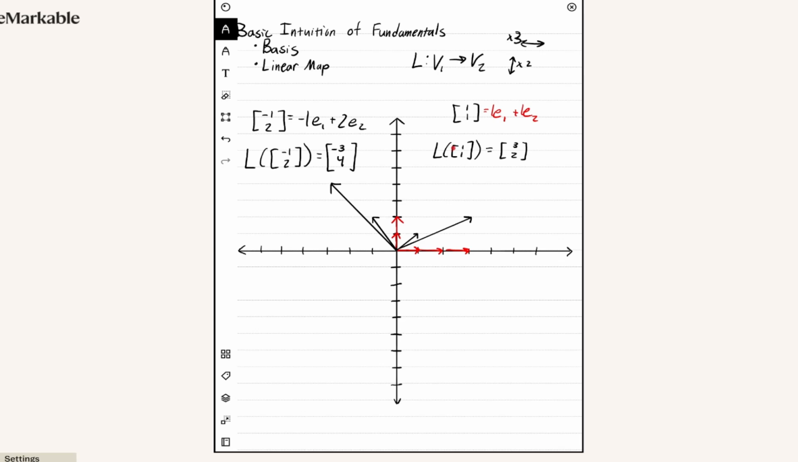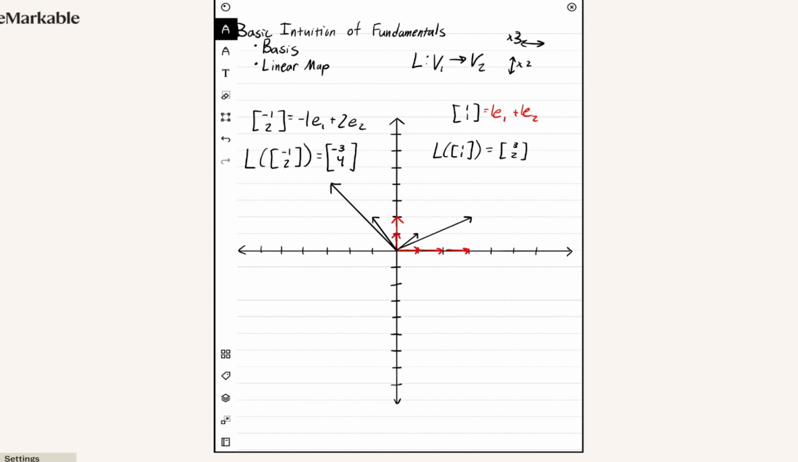This just represents you're doing a mapping of this vector onto another vector, and how we defined it by extending it 3 to the left and right, and then 2 up and down, based on whatever it started as. So we can describe this linear map more formally as a modification of its basis.